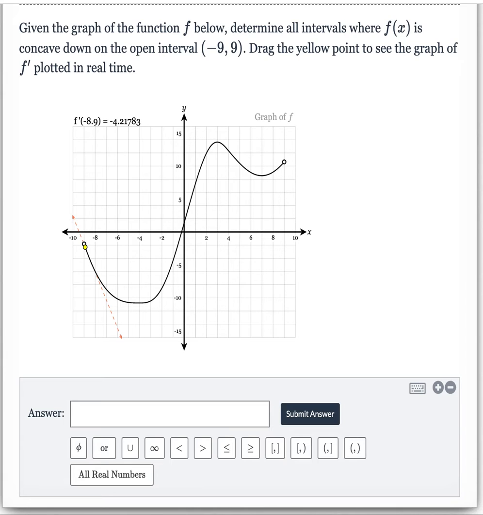Given the graph of f, so right now as I'm looking at that, I'm thinking, okay, x is x, y is y. We are determining the intervals on f of x where it is concave down. So I'm looking for sad faces, basically. On the left here, this is a smiley face, uphill. Then somewhere over here, it's going to switch over to downhill, and then back up to uphill again.